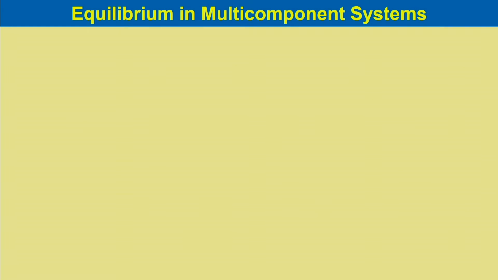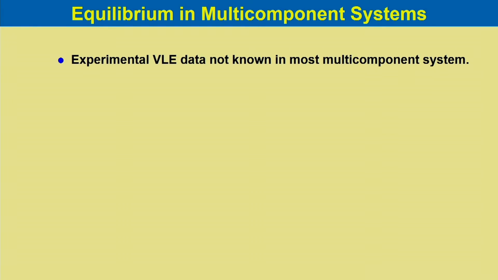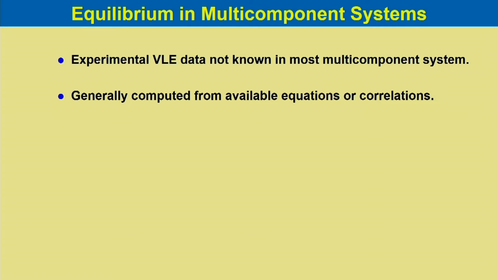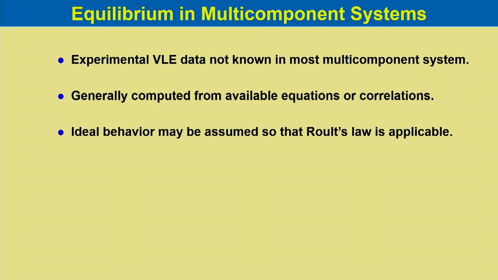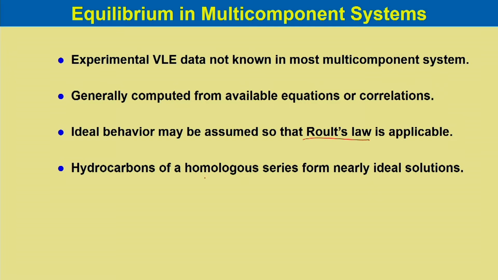Now, equilibrium in multi-component systems. Experimental VLE data are not known in most multi-component systems, and are generally computed from available equations or correlations. Ideal behavior may be assumed so that we can apply Raoult's law. Hydrocarbons of a homologous series form nearly ideal solutions. We have earlier discussed the conditions required for ideal solutions, and we have seen that hydrocarbons of a homologous series form nearly ideal solutions.